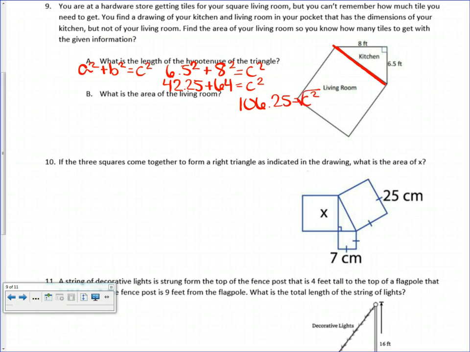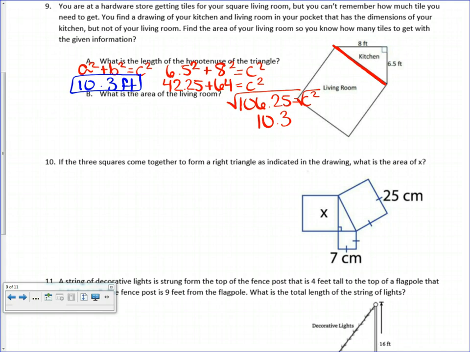And then our last step will be to square root. So the square root of 106.25 is 10.3. So the answer to part A is going to be 10.3 feet.